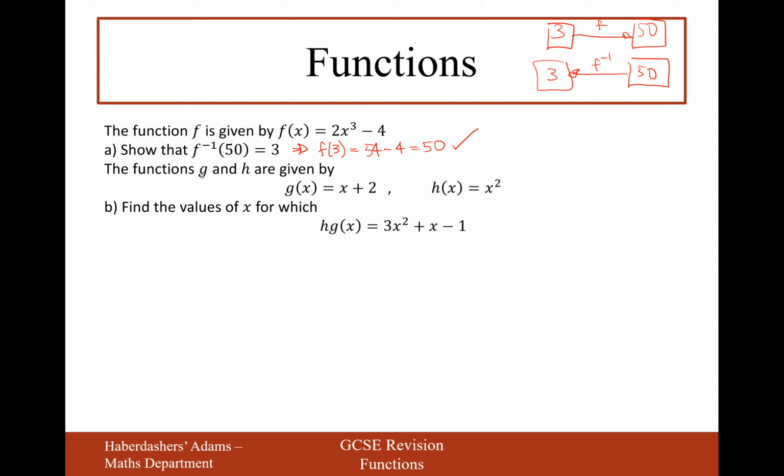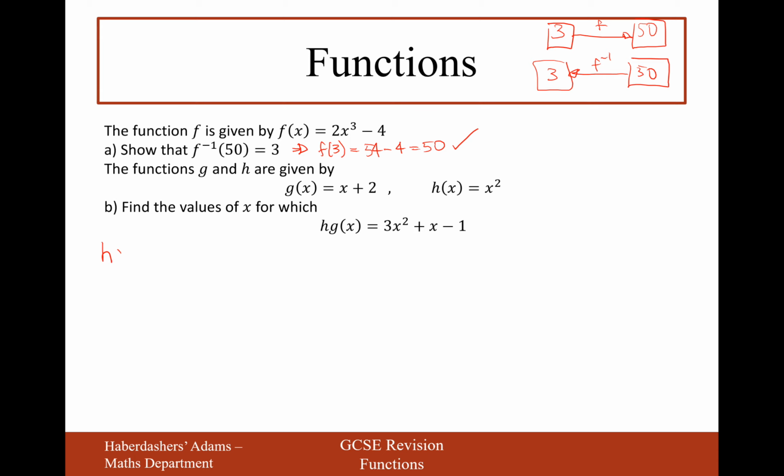The functions g and h are given by g of x equals x plus 2 and h of x equals x squared. Find the values of x for which hg of x equals this expression here. So I need to find the values for which h of g equals this thing here. That doesn't mean that h of g of x equals this thing here. We just need to find the values for which it does equal it.